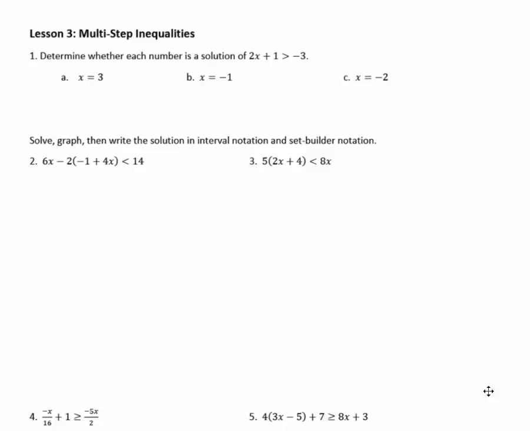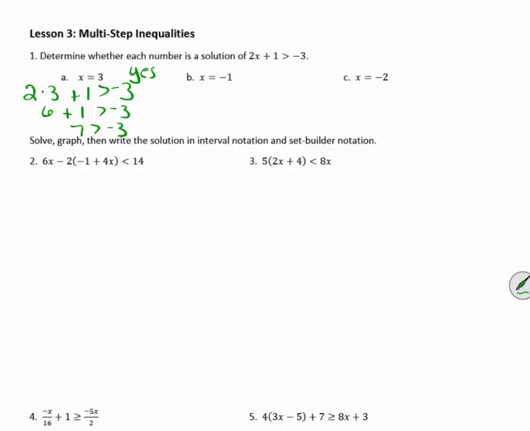All right, ladies and gentlemen, so today we're just going to start working on some bigger inequalities. All of our steps are the same though. So determine whether each number is a solution of 2x plus 1 greater than negative 3. So I have to actually put in my values. So this is going to be 2 times 3 plus 1, and I want to know is that greater than negative 3. So this is 6 plus 1, and 6 plus 1 is 7. Because that's a true statement, then yes, 3 is one of the possible solutions.